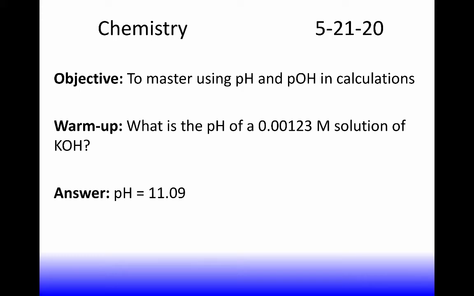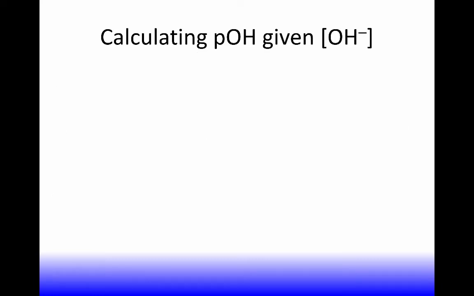In order to solve it, you have to use Kw, which is the ion product constant of water, in order to find the molar concentration of hydrogen ions. And then using that, you can find pH, using the formula pH equals minus log of the concentration of hydrogen ions.